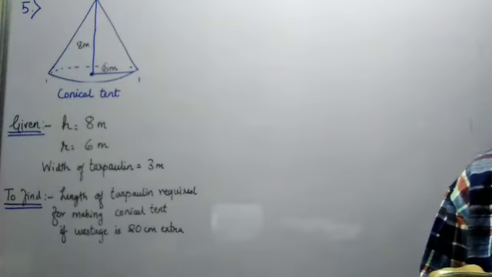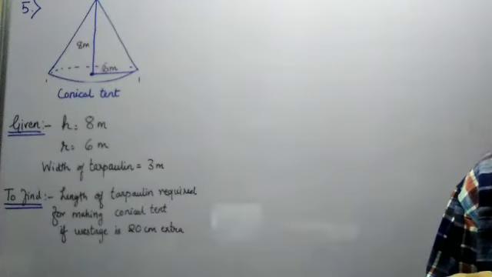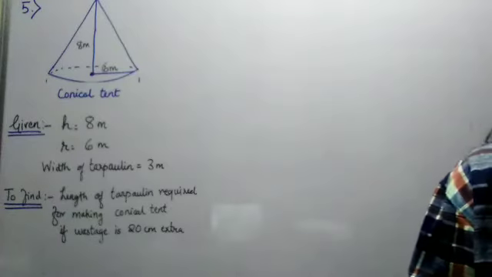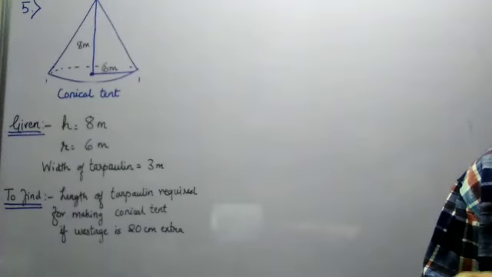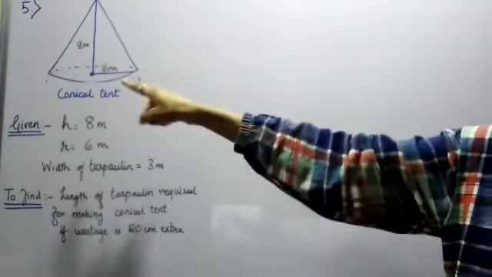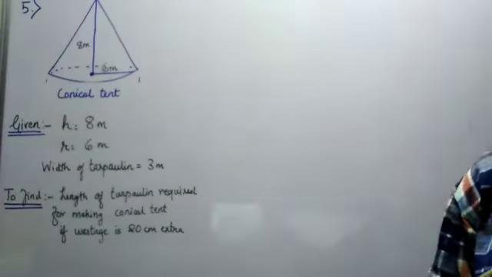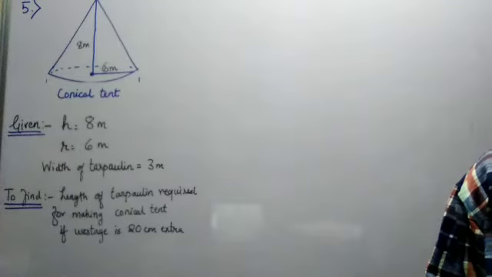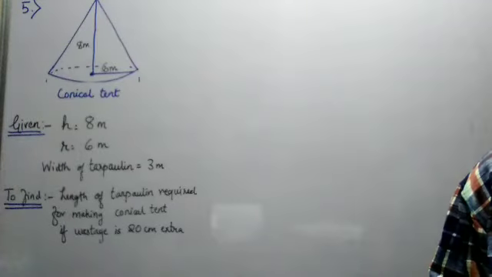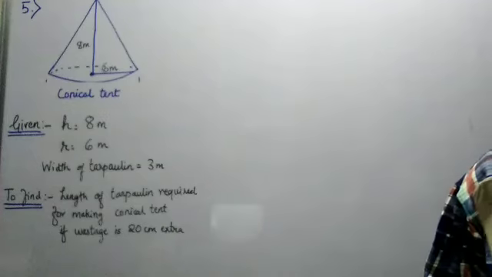Yes, now we are going to solve exercise 13.3, problem number 5. What length of tarpaulin 3 meter wide will be required to make a conical tent of height 8 meter, base diameter 6 meter? Assume that the extra length of material that will be required for stitching margin and wastage in cutting is approximately 20 centimeters.